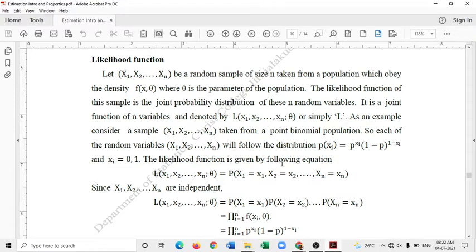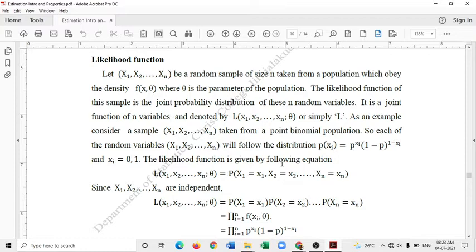So if x1, x2, etc., xn represent a sample drawn from a population with the density f(x, theta), then this joint probability distribution of x1, x2, etc., xn is addressed as the likelihood function, and it is denoted by L. For example, if you consider a sample x1, x2, etc., xn taken from a point binomial population, definitely each of these variables x1, x2, etc., xn will follow the point binomial distribution.